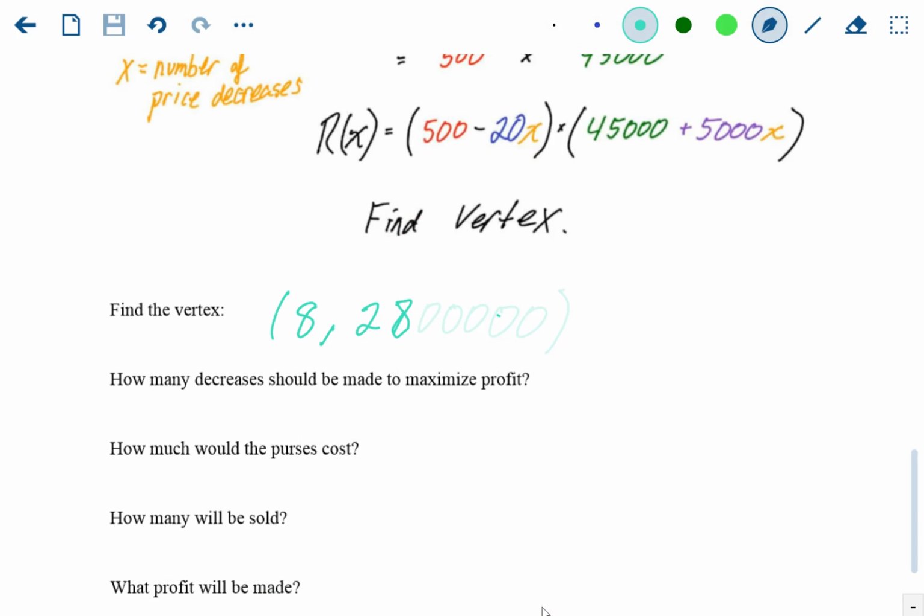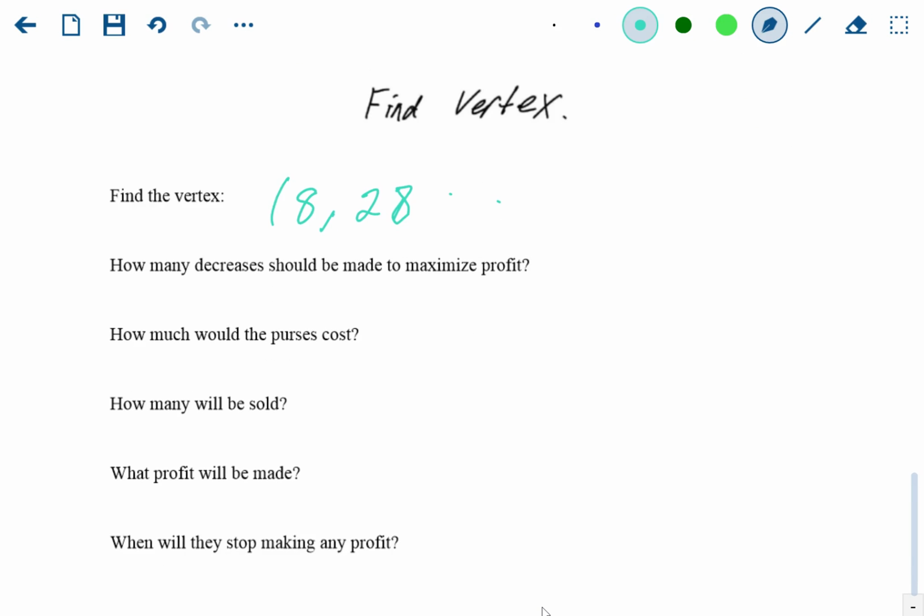Let's get rid of all these. So 28,900,000. You might not want to put the comma in, just because it'll confuse the ordered pair. All right, so you got 28 million as your Y value for the vertex. All right, but that's the vertex. That's the vertex of the equation we wrote and graphed. It doesn't answer the question.